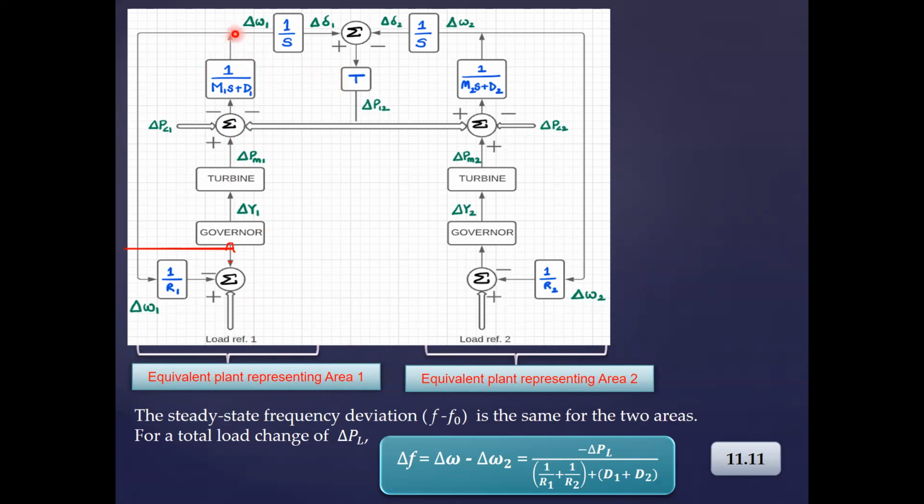And here you get del omega. And when you integrate it, you get del delta here. So this is your rotor angle. And similarly, when you do it for area 2, summation, governor part, turbine, and then the inertia part, and the same way rotor angle 2 for area 2 here. And then you have this feedback through the droop, and the same way also you had it here, feedback for area 2.